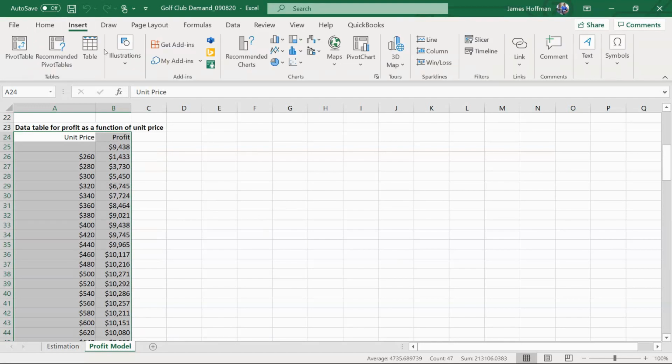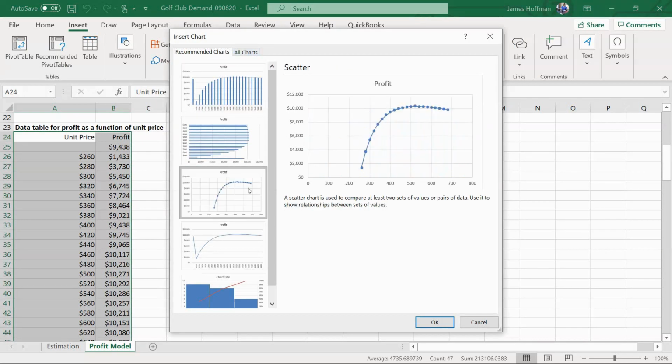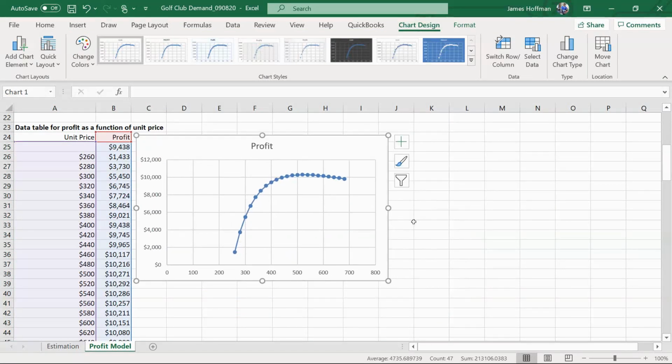insert tab, and you can try recommended charts. And the one you want is this one, the scatter plot. Alright, so if you see that, choose it and hit OK. Alright, so there you go. You get a nice scatter plot of profit as a function of price.